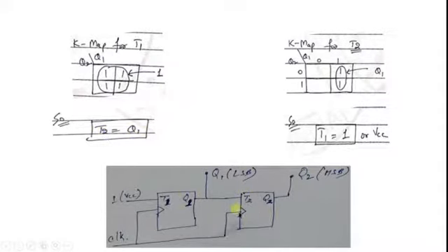Clock is common. The outputs Q2 and Q1 are the overall output of the flip-flops, and Q2 is going to be the MSB and Q1 is going to be the LSB.